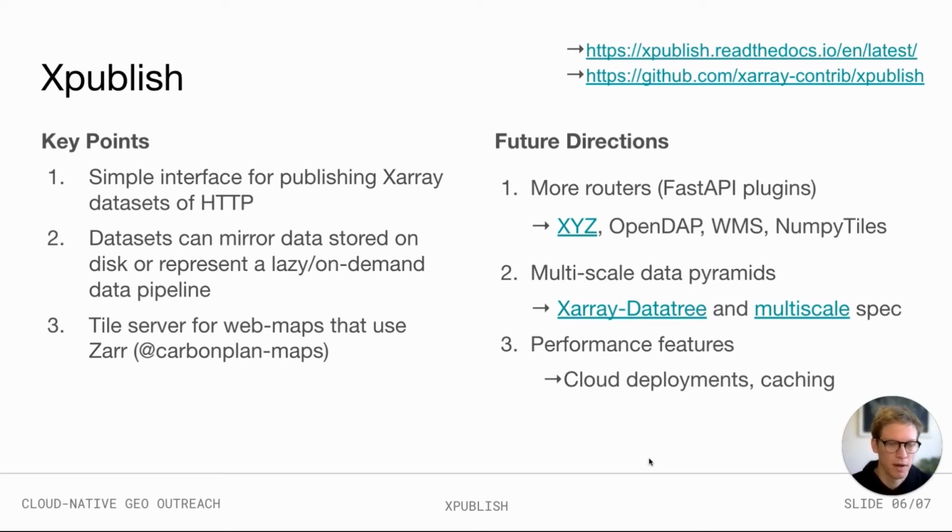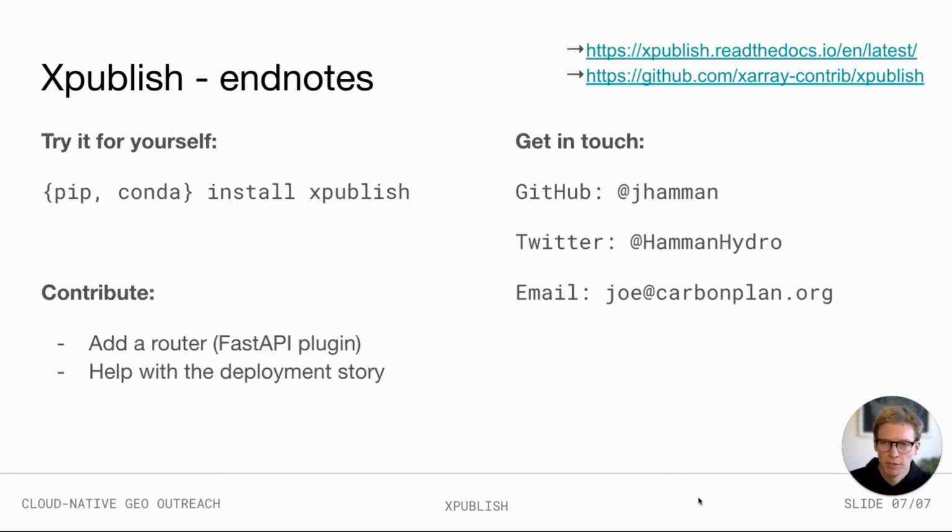So yeah, I mentioned before that we have a plugin system for routers, and so the Zarr router is the one that we use mostly now, but we can add additional ones, and there's a pull request open for the XYZ router already. We're looking at multi-scale arrays, basically image pyramids for multidimensional data. And so combining Xarray's DataTree package, which is just at an early stage of development, with the multi-scale spec is kind of a frontier.